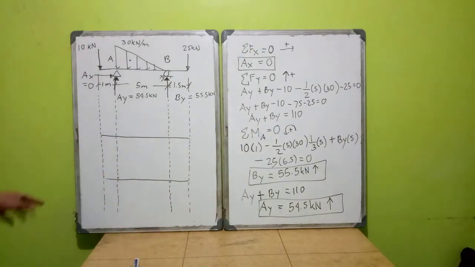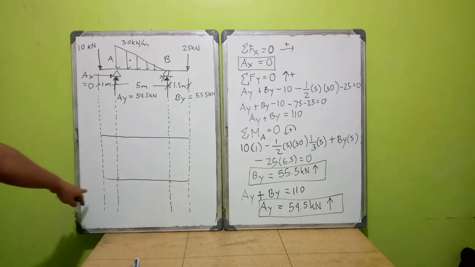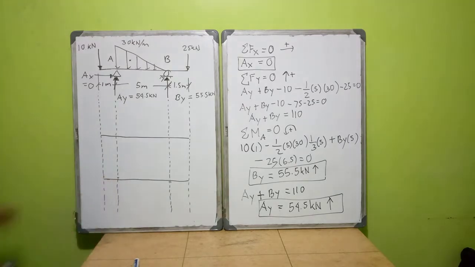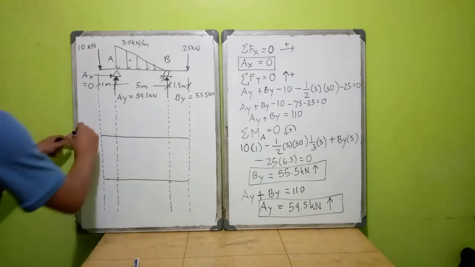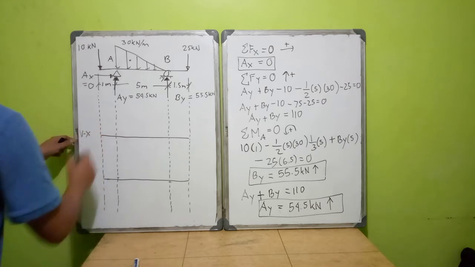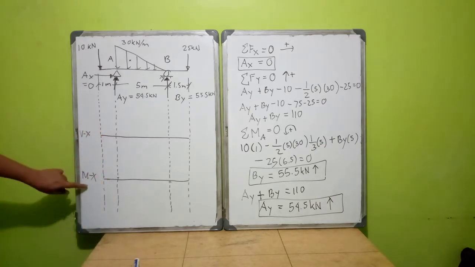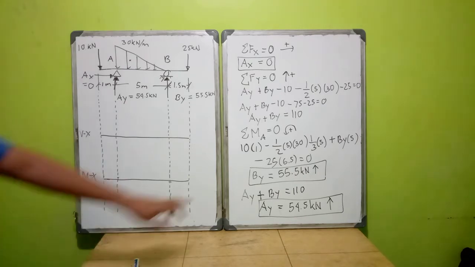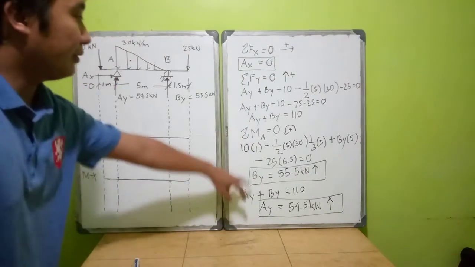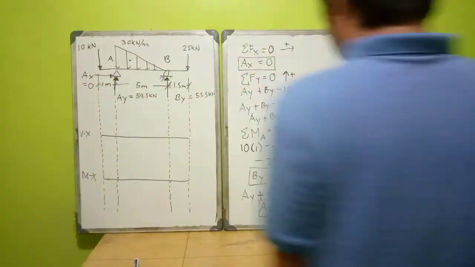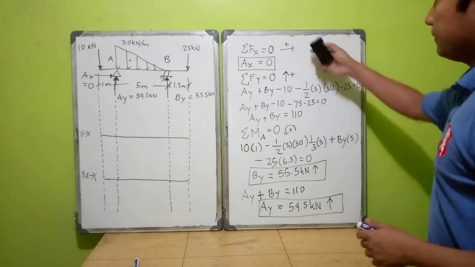I hope this is approximately straight, but we don't have a straight edge. So this will be your Vx for the shear diagram, and this will be your moment diagram. Since we have transferred all these values of the reactions into the drawing, we may erase this one so that we can proceed.